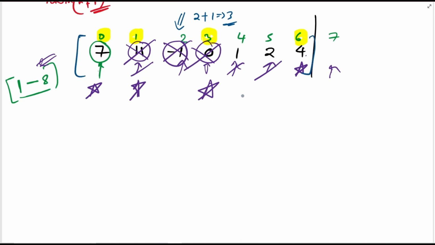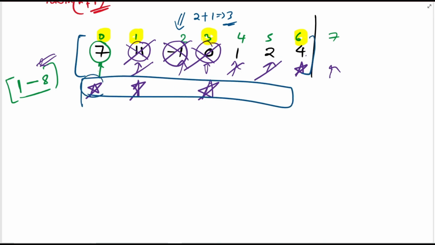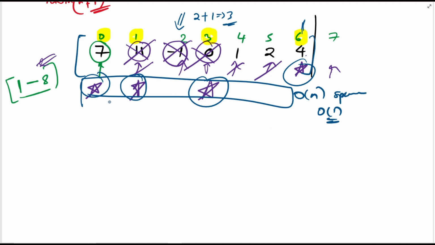Now, your question might be, still we have to mark, right? We have to mark these houses to store whether that index's house is taken or not. So that will take order of n space. But can we do it in order of 1? Yes, that we can also do.